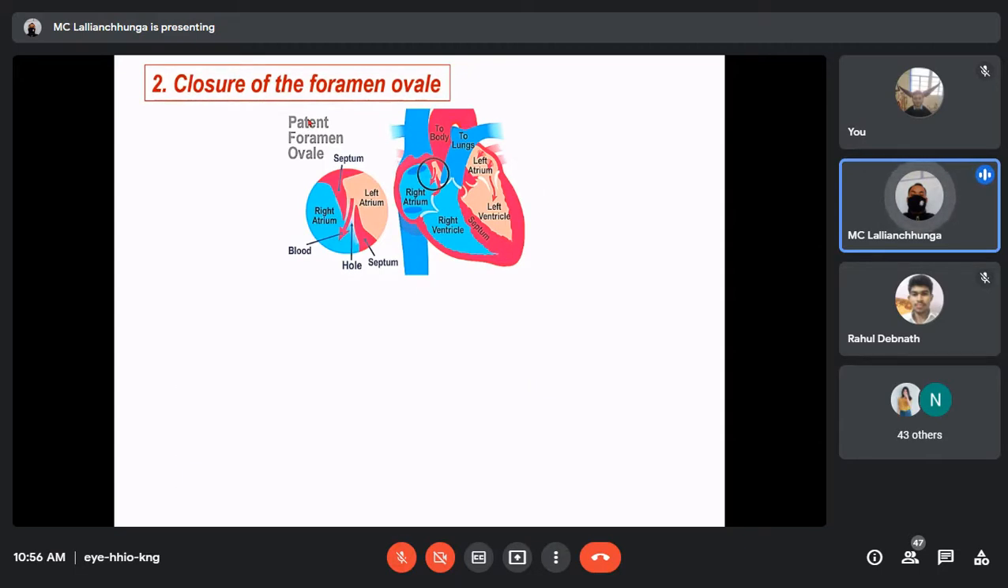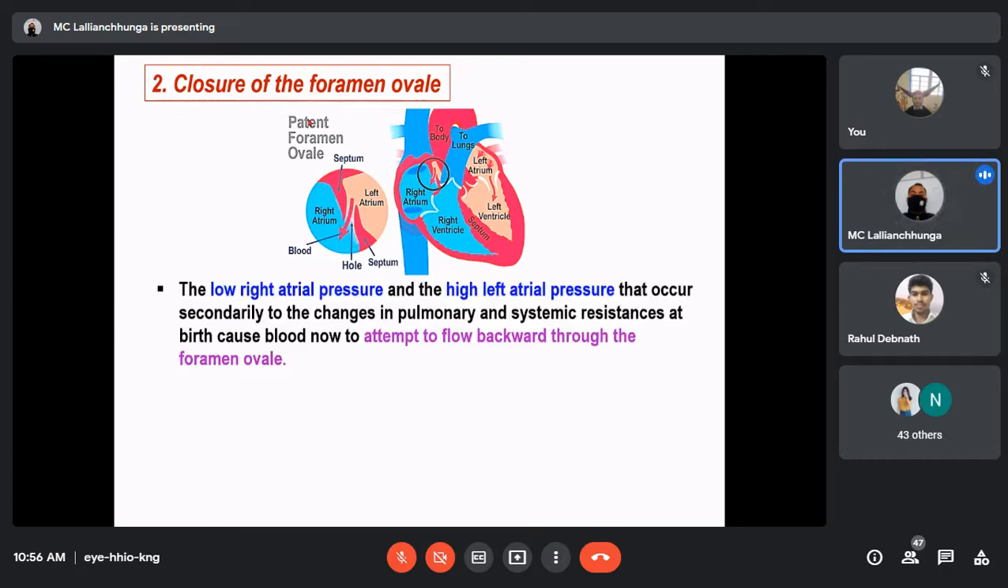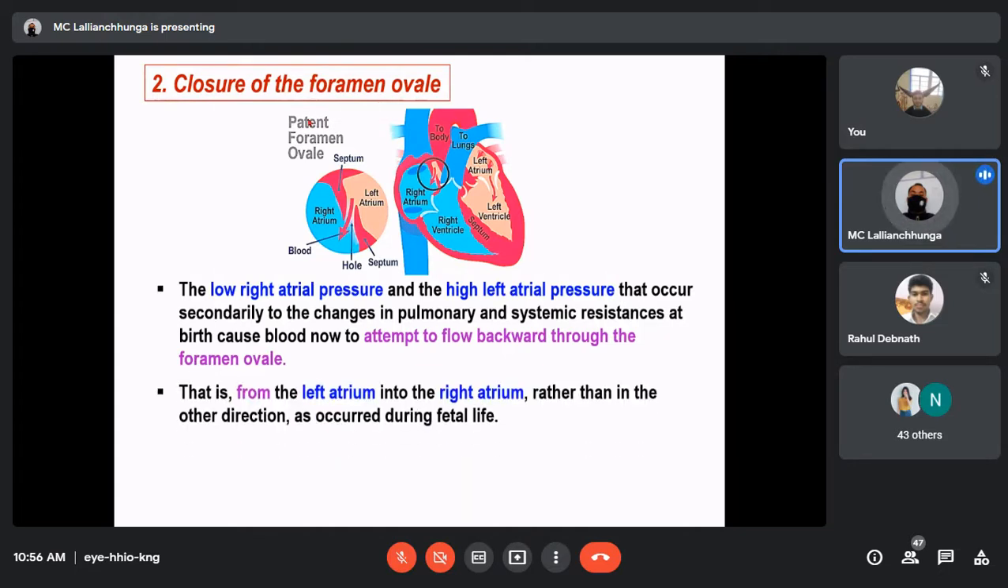Closure of the foramen ovale. You already know that the foramen ovale is an opening which passes blood from the right atrium into the left atrium, but this has to be closed some time after birth. After birth, as you see in this diagram, the pressure is increased because of increased left atrial pressure, left ventricular pressure, and even aortic pressure. The increase of this pressure will try to cause backflow of blood from the left atrium into the right atrium.